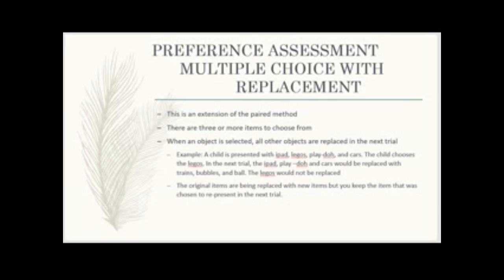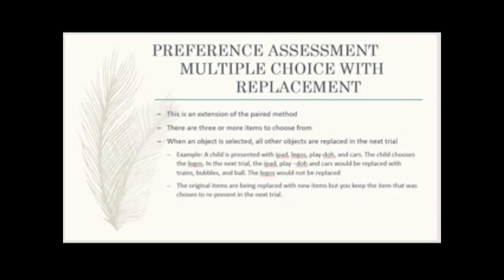When an object is selected, all the other objects are replaced in the next trial. I'm going to give you an example. The child is presented with iPad, Legos, Play-Doh, and cars. The child chooses Legos, and then in the next trial, the iPad, the Play-Doh, and the cars would be replaced with train, bubbles, and ball. The Legos would not be replaced. I'm going to go over that with the stimuli that I have in front of me right now.